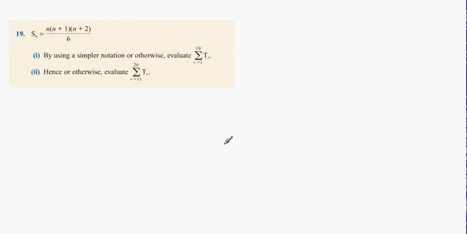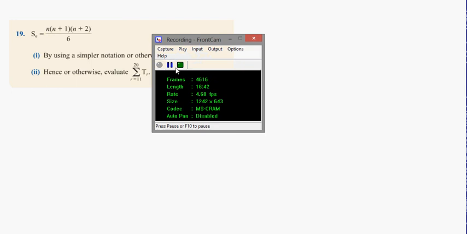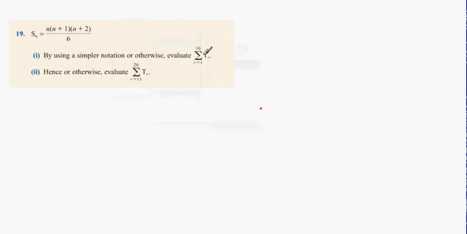Now we're on to number 19. What we find out here is that S of n is n times n plus 1 times n plus 2 over 6. Using simpler notation, or otherwise, evaluate the sum of Tr from r equals 1 to 10. So this basically means I need to add up the first 10 terms. I need to find S10, such that it's equal to T1 plus T2 plus dot dot dot all the way up to T10.